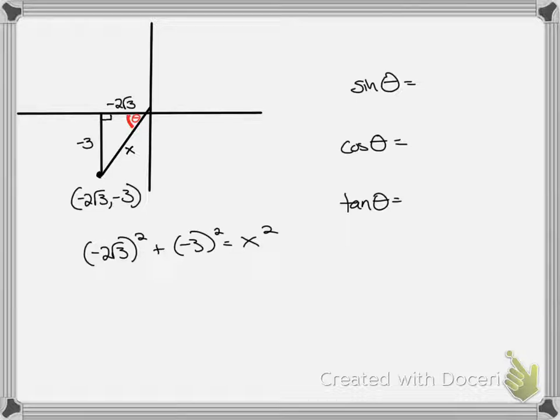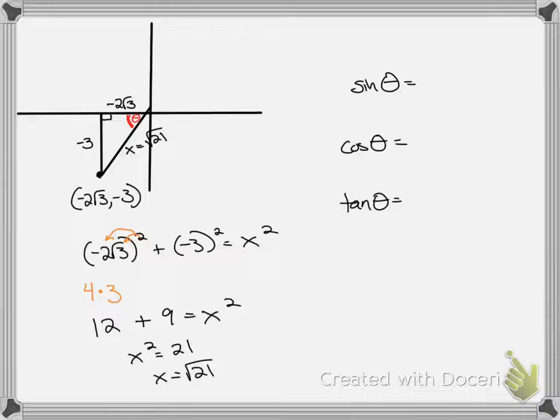When you square that, I'm going to walk you through it slowly the first time. You square everything. So, negative 2 squared is 4 times. When you square root of 3, you just get 3. So that means that becomes 4 times 3, which is 12. Plus negative 3 squared is 9 equals x squared. X squared equals 21. X equals square root of 21. So a little bit harder with that 2 root 3 in there.